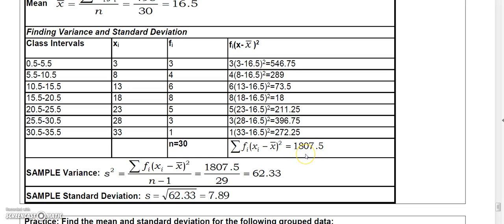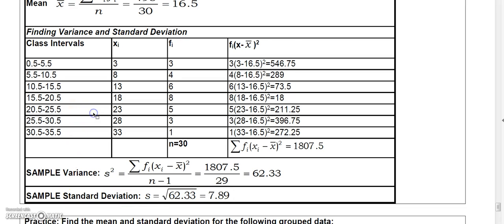1807.5 for the sum. And then remember, you divide this by n minus 1, and since n is 30, you divide this by 29. And so your sample variance is 62.33, and then your sample standard deviation would be the square root of that, which is 7.89.